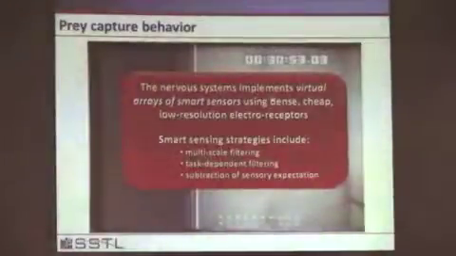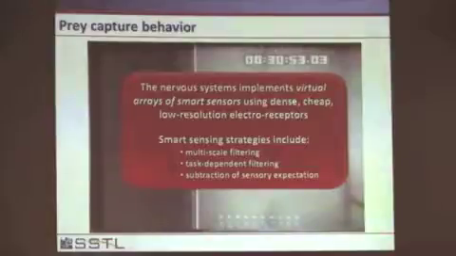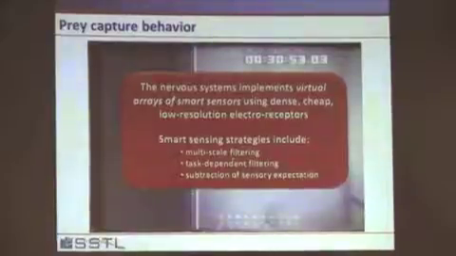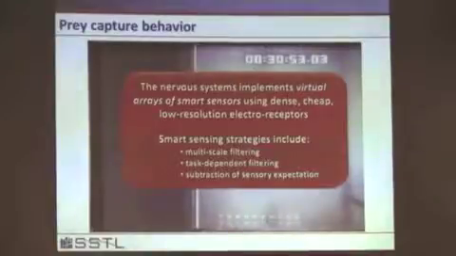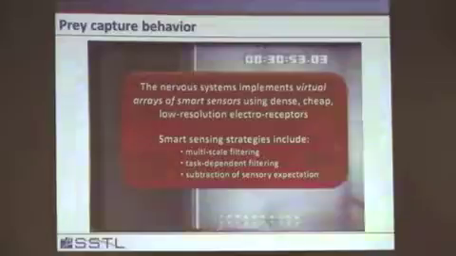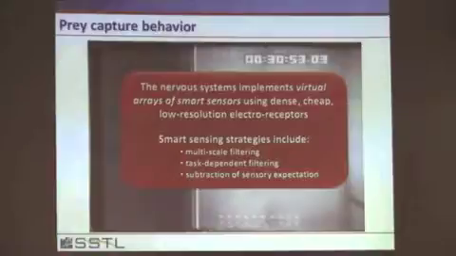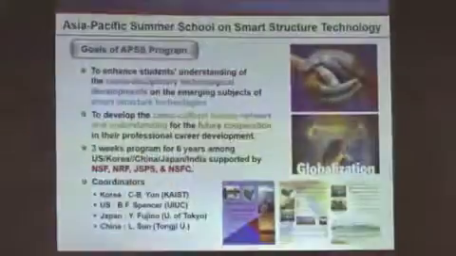So the nervous system implements this virtual array of smart sensors using dense, cheap, low-resolution electroreceptors. And so these are smart sensing strategies including multi-scale filtering, task-dependent filtering, and subtraction of sensory expectation. That means you have to know your model, you have to know your structure to be able to implement some of these strategies. So we've been doing a lot of work in this particular area, working with Mark Nelson to develop new strategies. They're still in the oven. We haven't got any baked yet. But I hope to have more to tell you about this in the future.